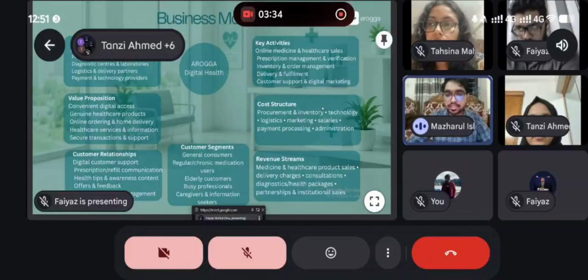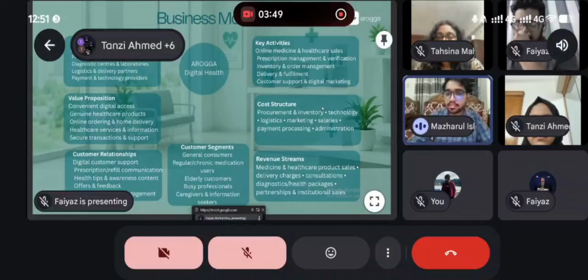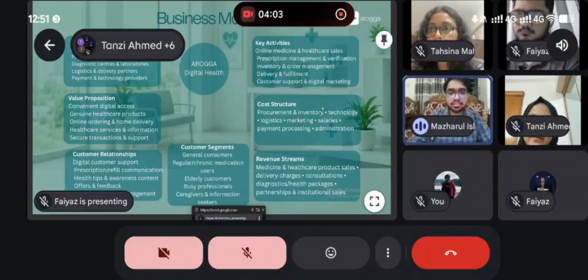Arogga's main value proposition is convenient digital access to genuine healthcare products, online ordering, home delivery, healthcare services, information, and secure transactions. The main customer segments include general customers, regular and chronic medication users, elderly customers, busy professionals, caregivers, and information seekers. Arogga generates revenue mainly through medicine and healthcare product sales, delivery charges, consultations, diagnostics and health packages, partnerships, and institutional sales. Finally, the major costs include procurement, inventory, technology, logistics, marketing, salaries, payment, and so on.